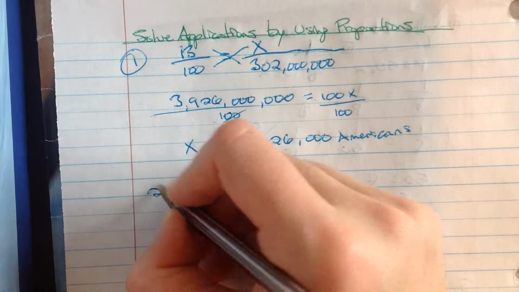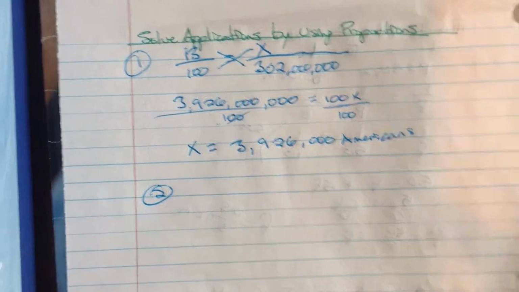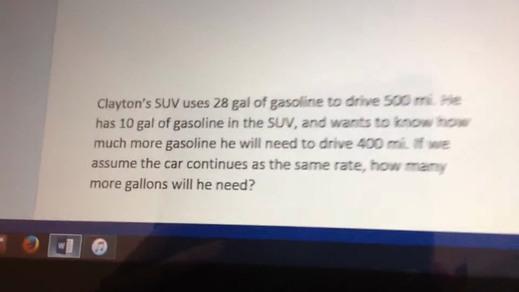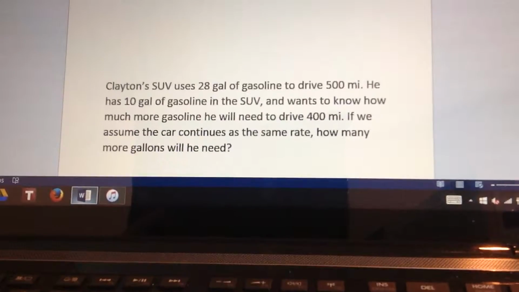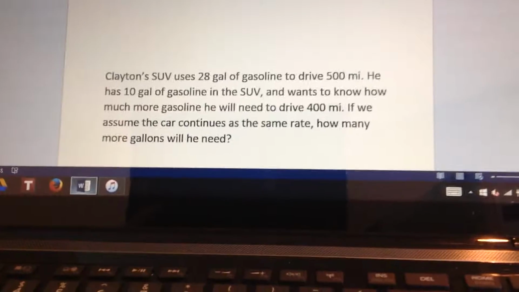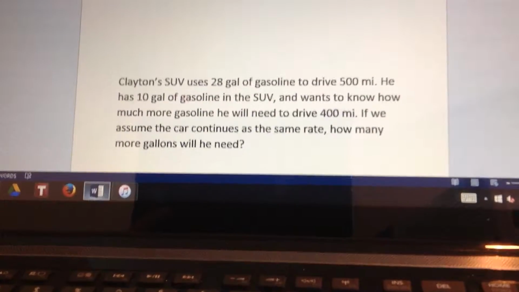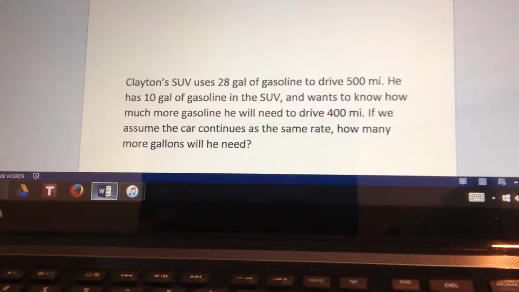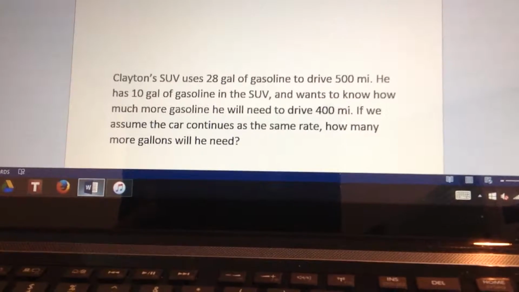What if we were given a second problem involving proportions? So say we were given that, coming up, Clayton's SUV uses 28 gallons of gasoline to drive 500 miles. He has 10 gallons of gasoline in the SUV and wants to know how much more gasoline will he need to drive 400 miles. If we assume the car continues at the same rate, that's key. How many more gallons will he need?